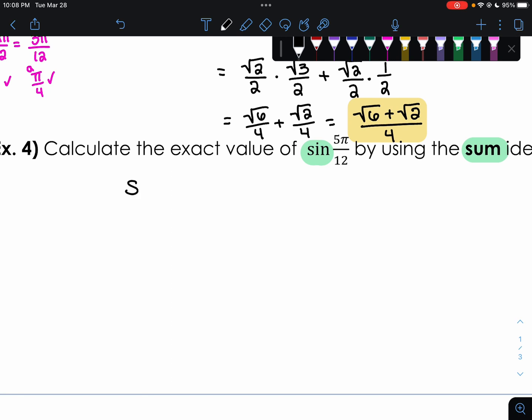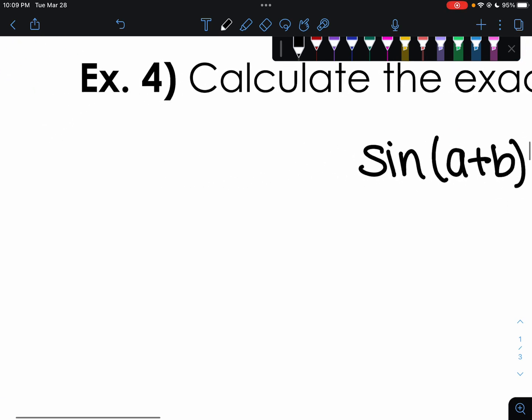So the sum identity for sine is sine of a plus b equals sine of a times cosine of b plus cosine of a times sine of b. So we're going to find two angles that can add to give me 5 pi over 12. Same concept as we did before.